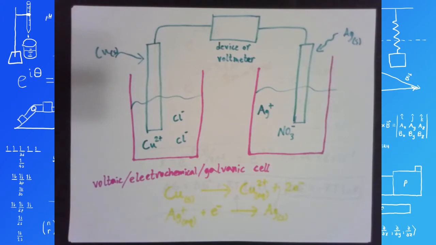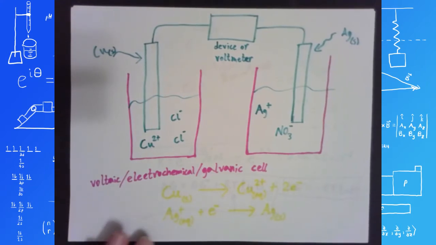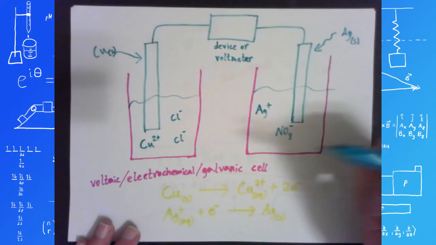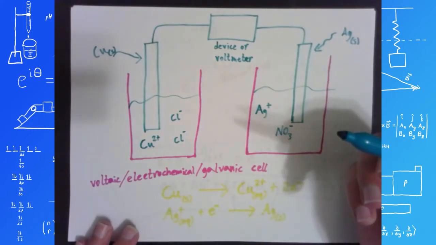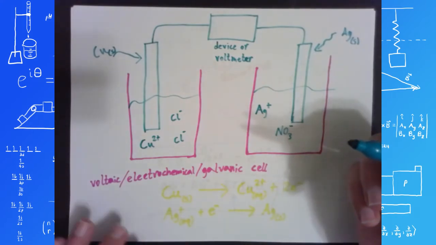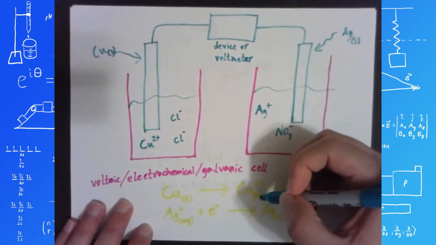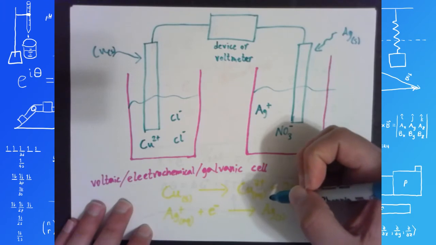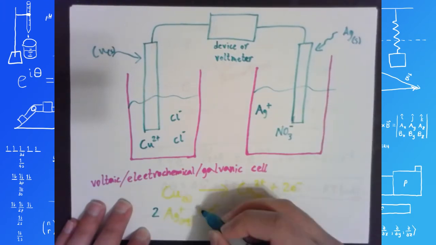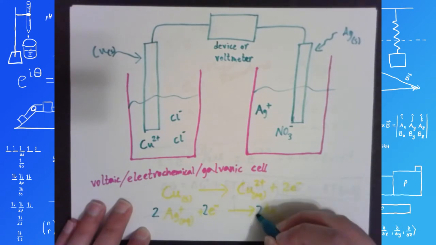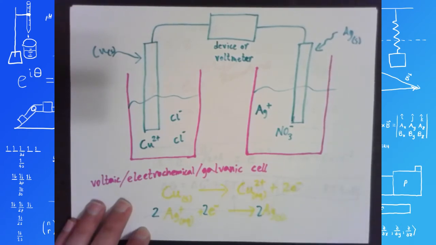If the notion of a half reaction doesn't sound familiar to you, well, it should, because we covered it way back in video number 4 when we talked about oxidation and reduction. And I'll review a bit of that here, but not too much because we've covered it before. So in order to balance the overall reaction, I would need a 2 here, and a 2 here, and a 2 here, and now the electrons are balanced.